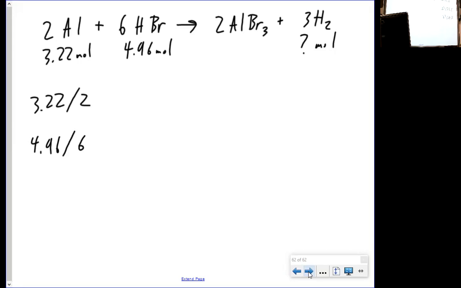Why? The number 6 is bigger than... Yeah, your denominator is bigger than your numerator. What does that mean in math class? If your denominator is bigger than your numerator, it's going to be a decimal. Your answer is going to be less than 1, whereas on the top, my answer is going to be more than 1, which means this number is lower, which means what's my limiting reactant?